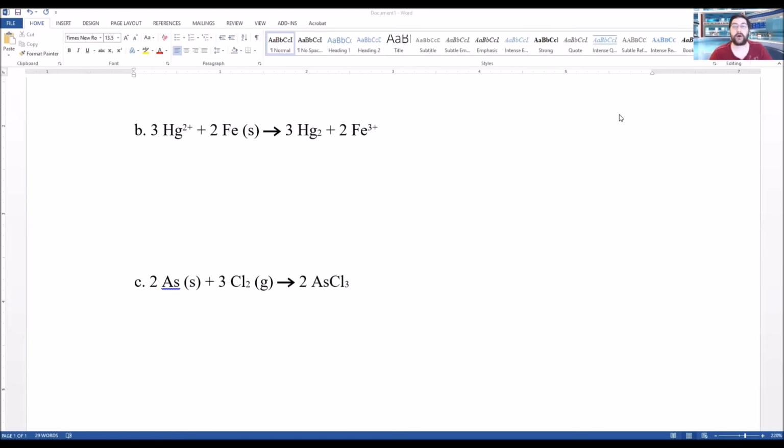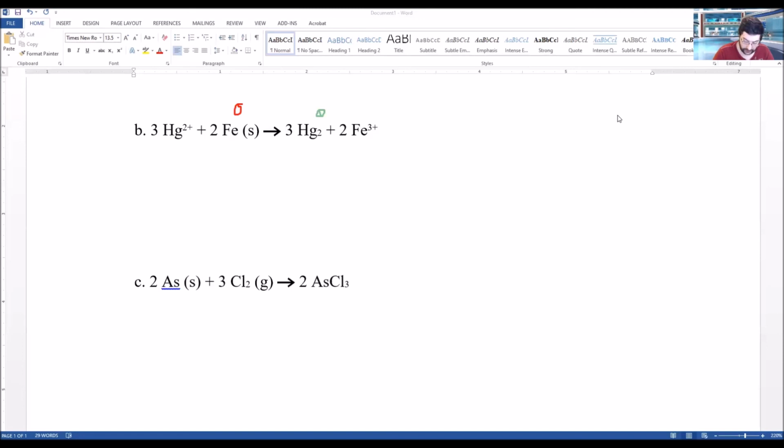So what do we know about all elements and compounds? We know that they're neutral, they're 0 charge. So we can say then that this mercury right here has a 0 charge. And we can say that the iron over here on the left-hand side, that has a 0 charge. That looks like a 6 to me, so I'm going to rewrite that real quick. Okay, so now let's track everything.